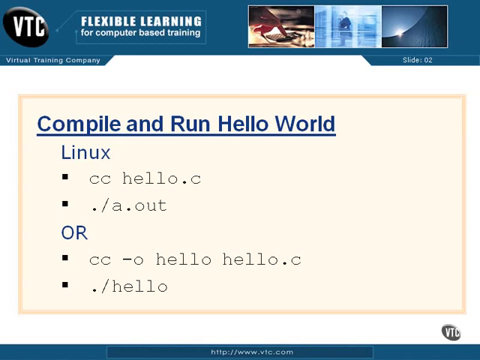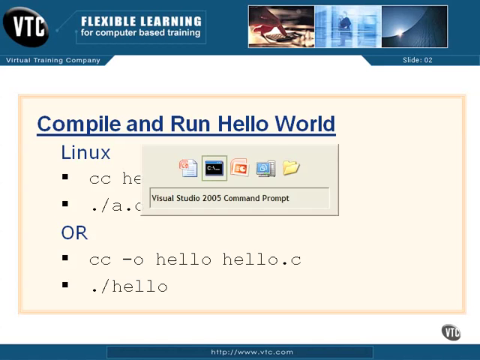Or we can direct the compiler to create an output file called hello, or of course whatever we want it to be called, with cc space -o space hello, and that's what we're going to have our executable called, space hello.c, which again is our source code just like it always is. And then, of course, we run it with ./hello because that's what we wanted our output to be.